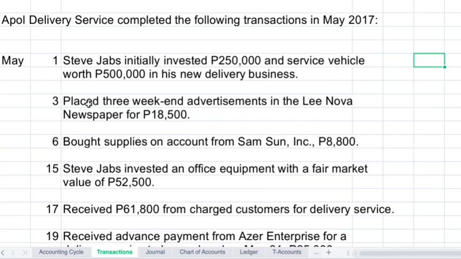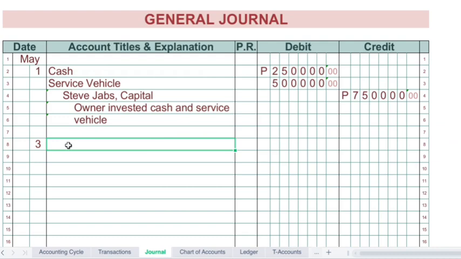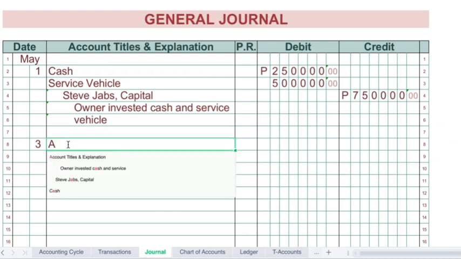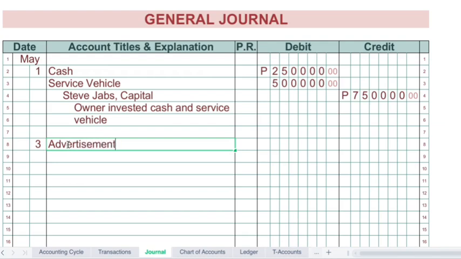So we just placed, pero wala naman tayong binayaran dito. So this is assumed as accounts payable. Okay. Again, the two accounts affected here are advertisement expense and accounts payable. So the one debited is advertisement expense. Okay, kasi nagkaroon tayo ng expense. So increase. So expenses increase on the debit side.